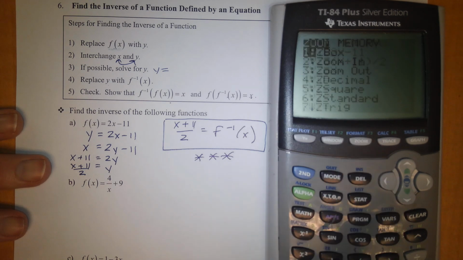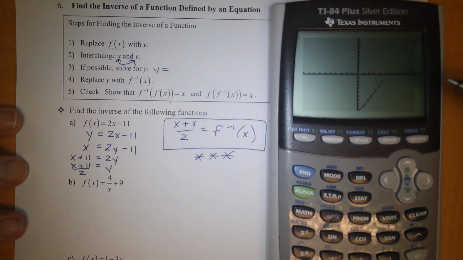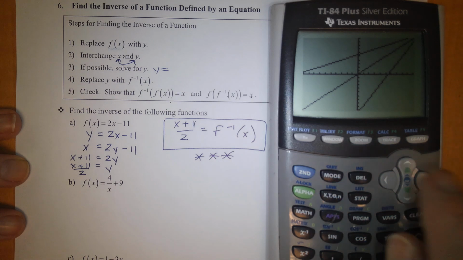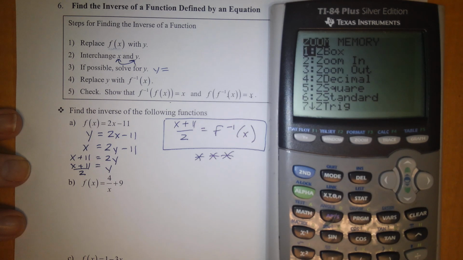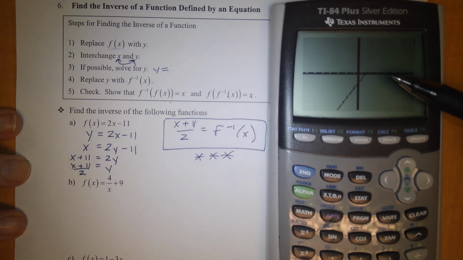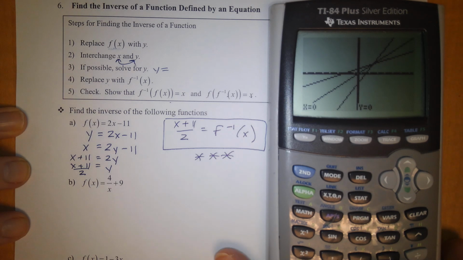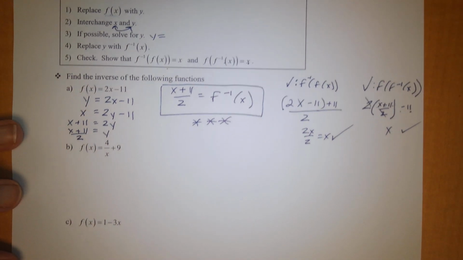So when I graph all of those on the same set of axes, here's the function, here's the inverse, and now here's the line of symmetry. Let me zoom out just a little bit. There's the function, there's the inverse, there's the line of symmetry. Let's try another one.